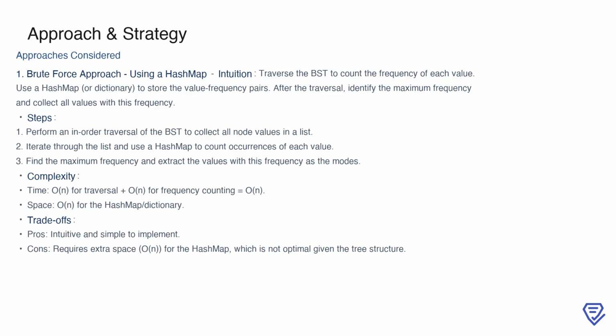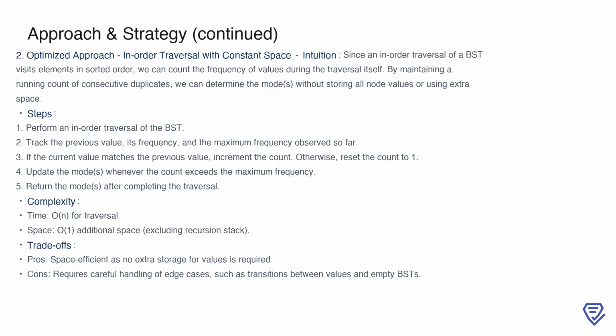The time complexity of this approach is O(n), which includes the traversal and counting steps, but it comes with a space complexity of O(n), due to the hash map. While this method is intuitive and simple to implement, its trade-off lies in the additional memory requirement, which isn't optimal for a tree structure that we could explore more efficiently. Now, a more optimized approach leverages the properties of an in-order traversal with constant additional space.